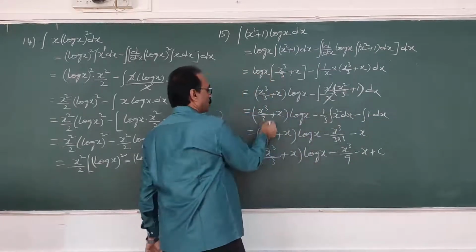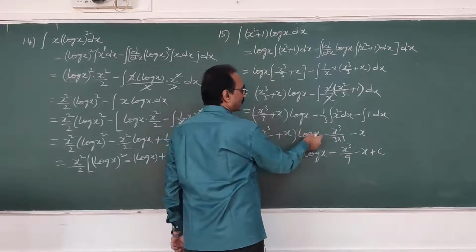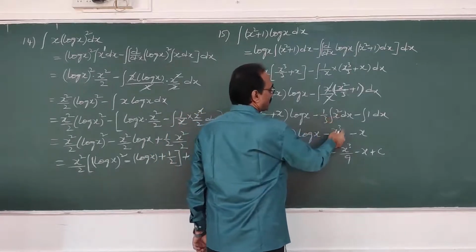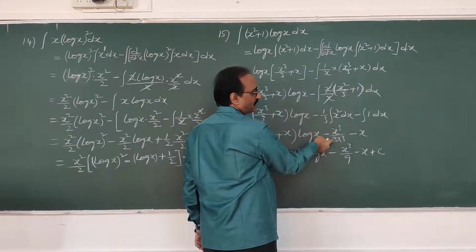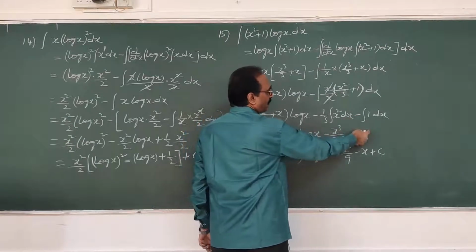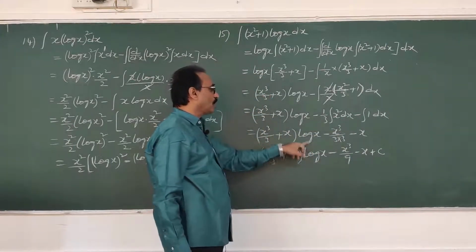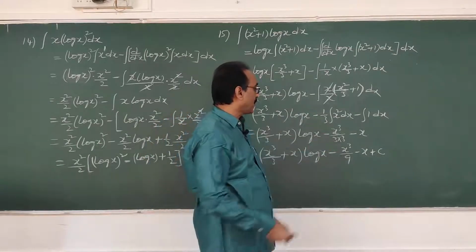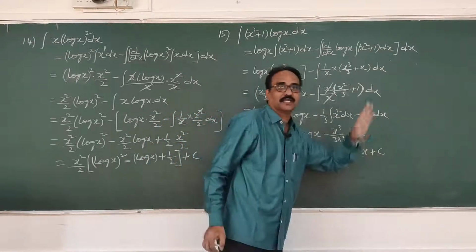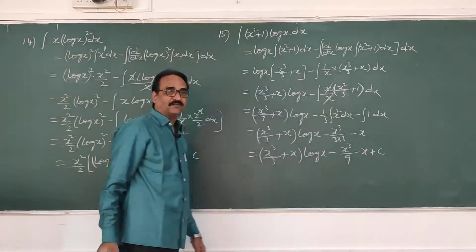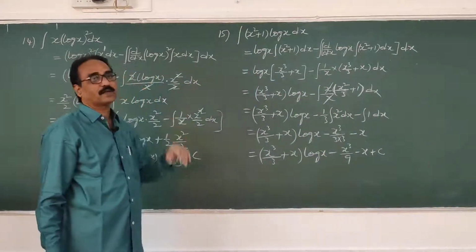Okay. So x cube by 3 plus x into log x minus, the integral of x square means again x cube by 3, already 1 by 3 is outside, minus integral 1 dx means x. So (x cube by 3 plus x) into log x minus x cube by 9 minus x plus c. So this is the 15th problem answer.